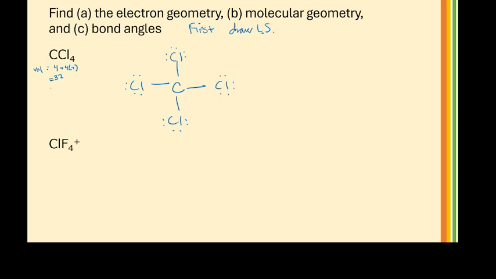I ran out, I'm done. And now I would check octets: 2, 4, 6, 8 on each chlorine. Octets are okay. So now I have a structure. Now let's look at how I assemble. In terms of electron geometry, I need total domains.